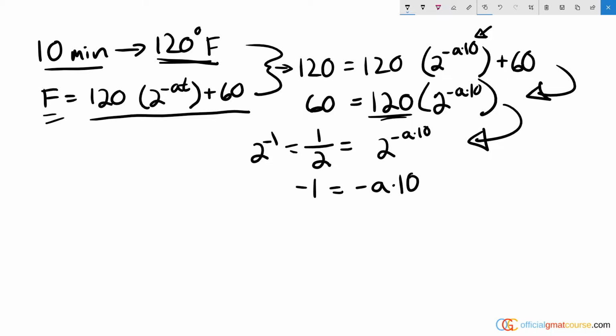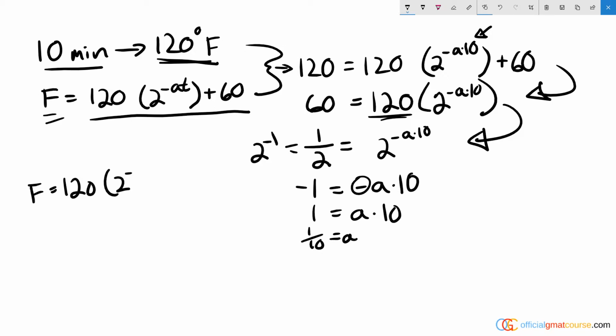Divide both sides by the negative 1 that we have implied here, and we get 1 is equal to A times 10, and that leaves us with A is equal to 1/10. So we've solved the constant. We can then put that in the formula to solve F when we know that we are looking for F after 30 minutes. So we would have F is equal to 120 times 2 to the negative 1/10 times 30 for the 30 minutes, plus 60.